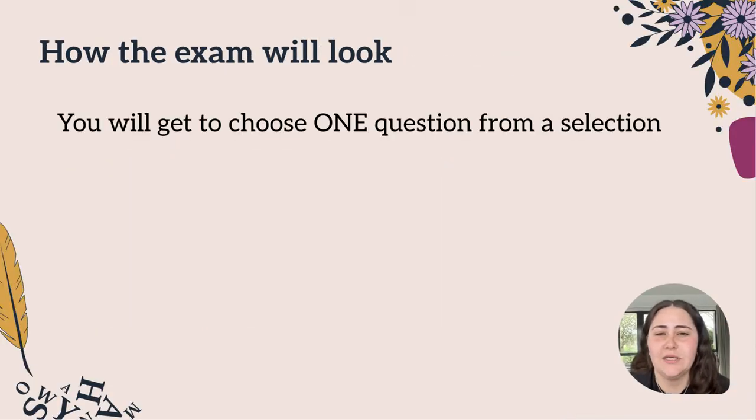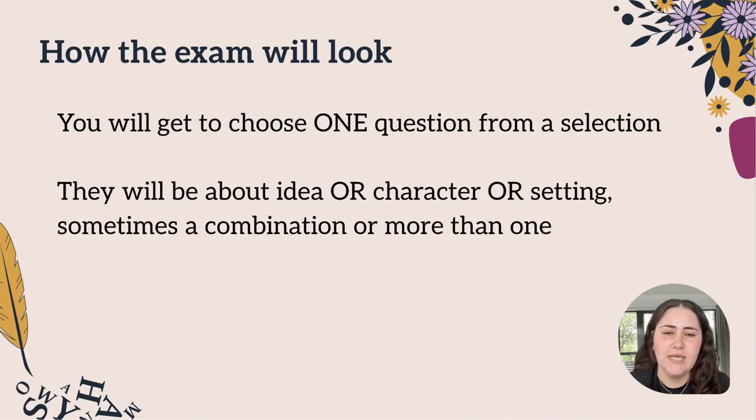All right, how the exam will look. You will choose one question from a selection of questions. These questions will be about idea or character or setting, sometimes a combination of these, sometimes more than one. So if there is an S at the end of characters and you only write about one character, that means you'll get a not achieved because you didn't read the wording of the question properly. So it's really important that you read the wording of the question properly.